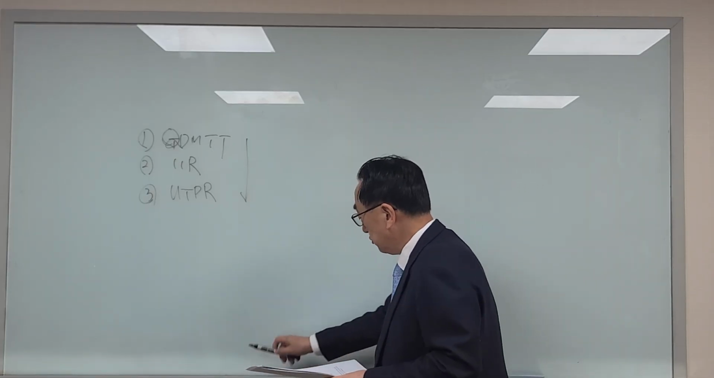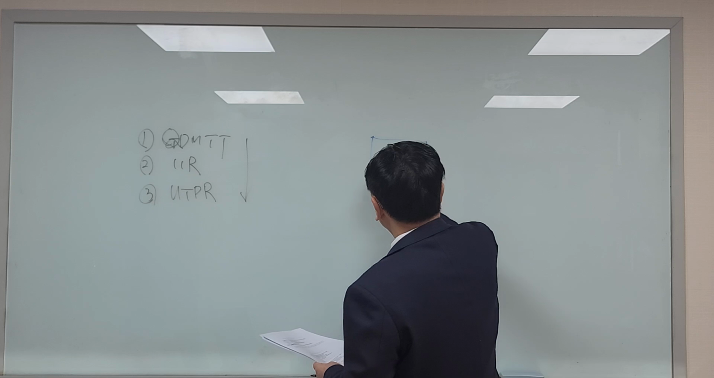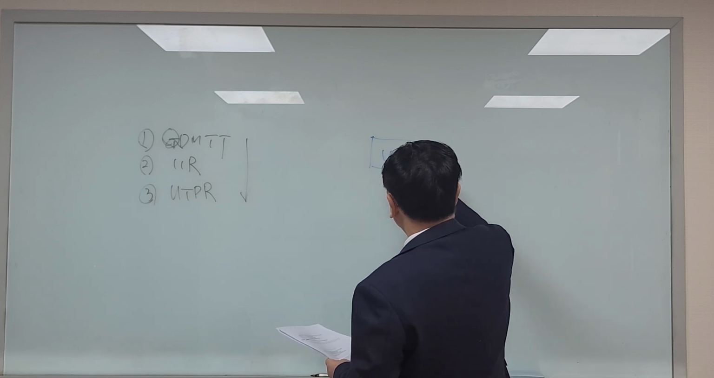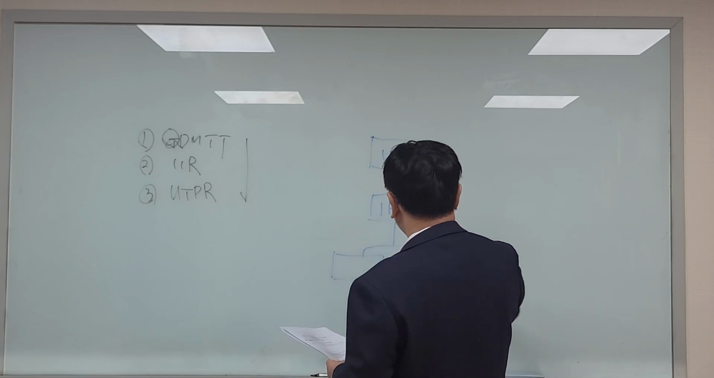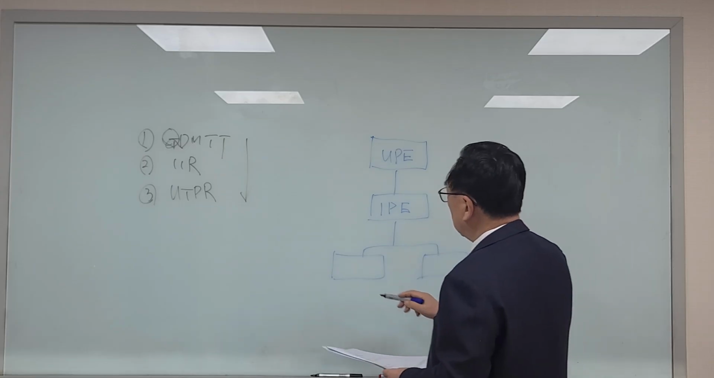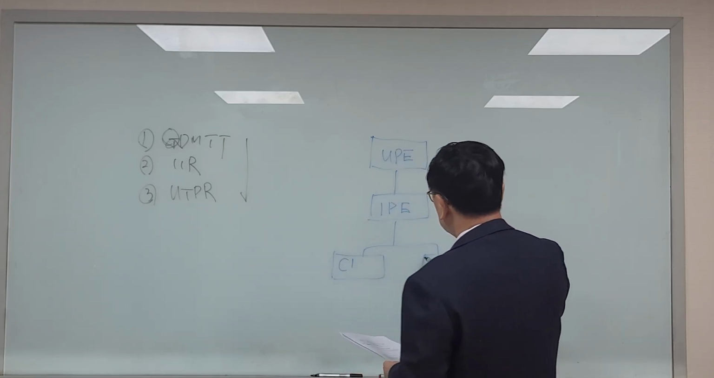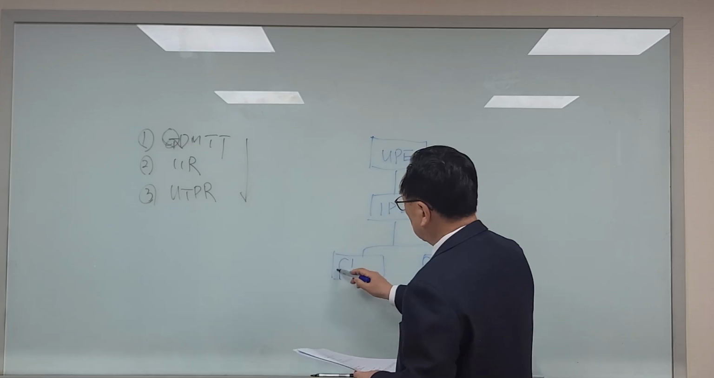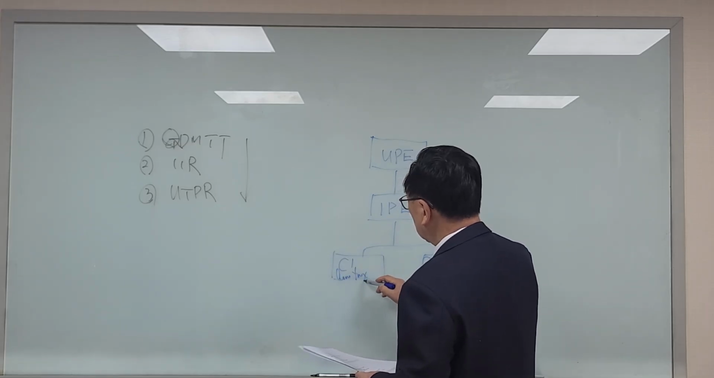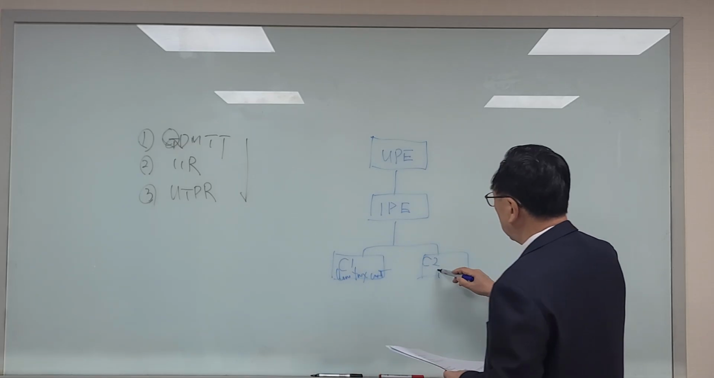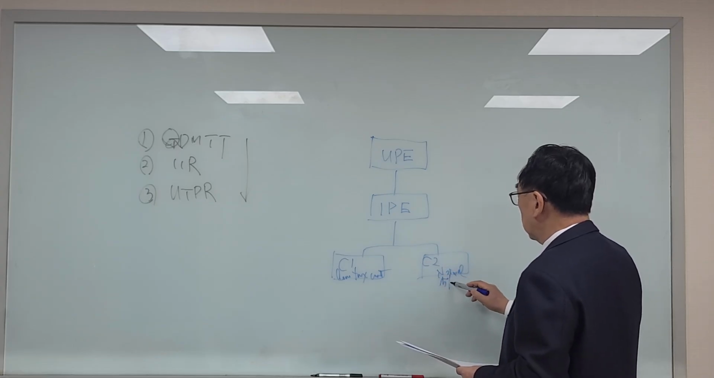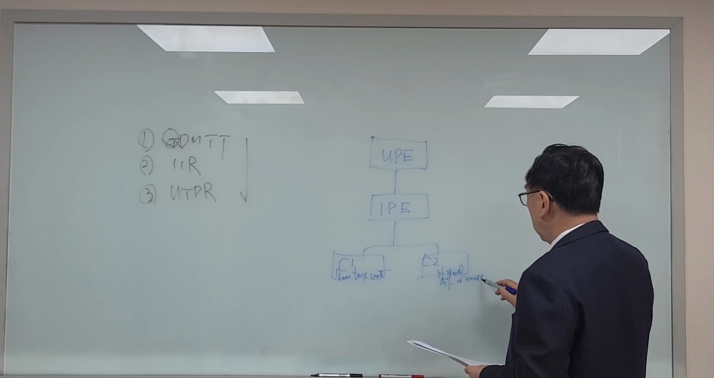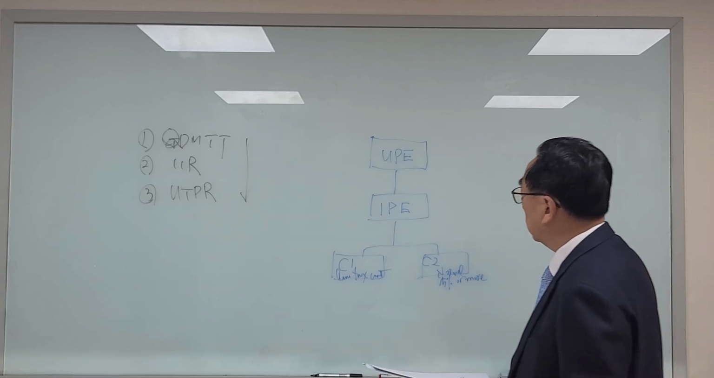As a diagram, this is UPE, and we have intermediate parent entity and constituent entity. There are two, for example, to make it simple, constituent entity 1, constituent entity 2. This is in a low tax country. This is normal. Okay? Normal means 15% or more. Okay, QDMTT.